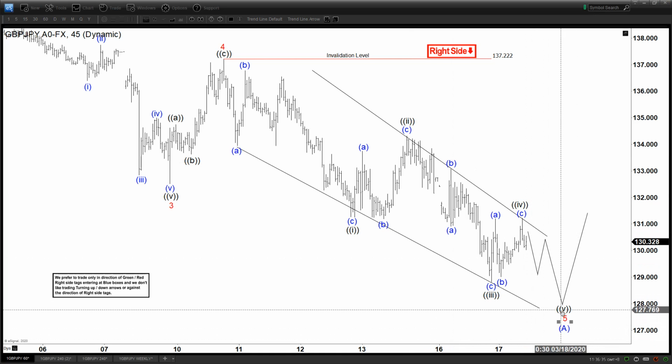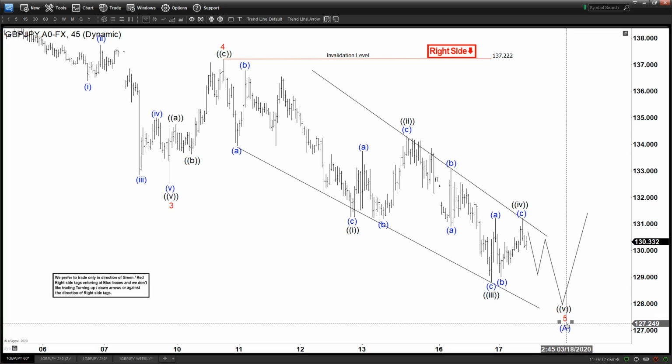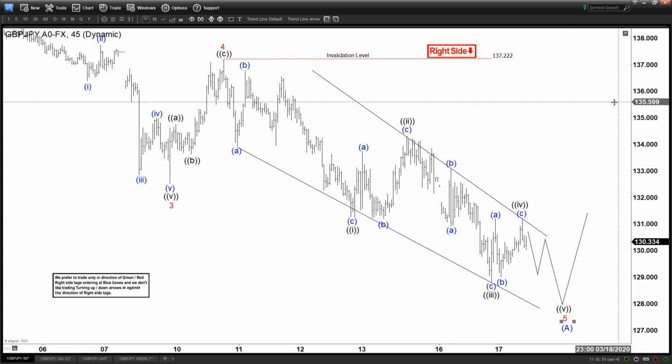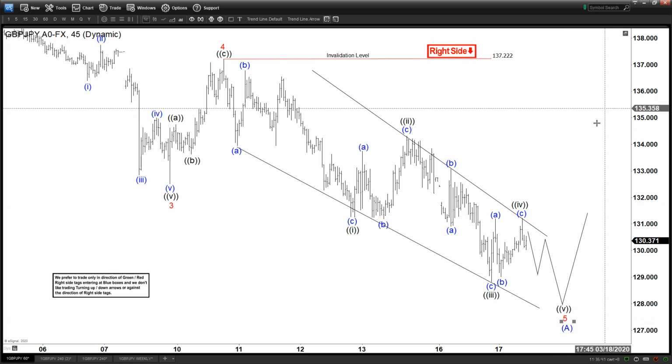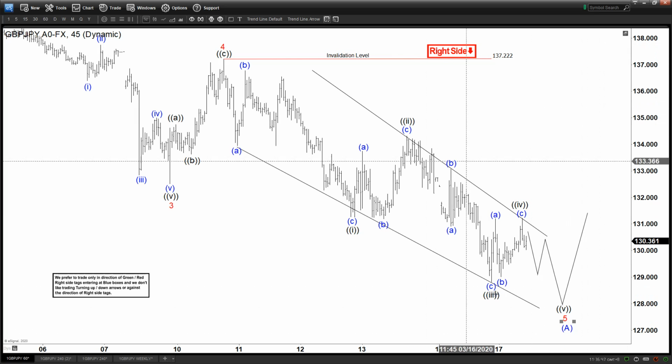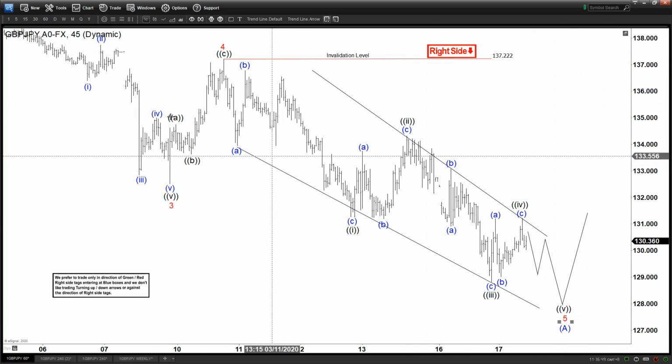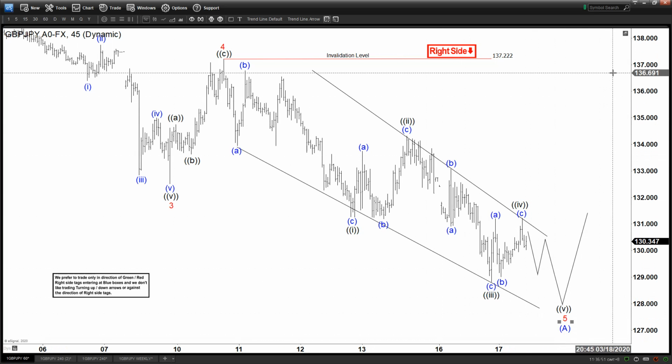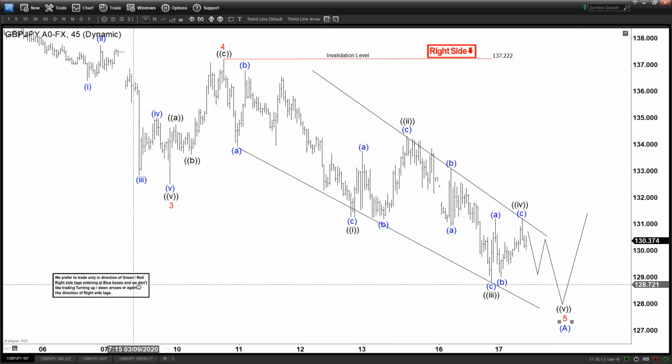Now because it is an A here, by definition the bounce is not something that we like to try to pick the lows on, because if this entire 5 is an A, then actually we should be expecting more downside.